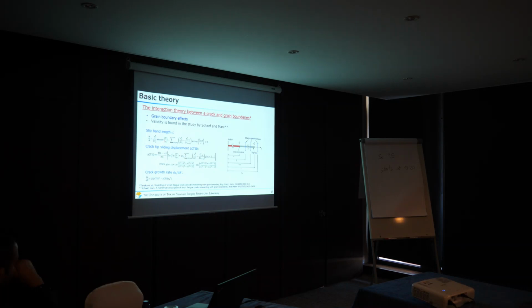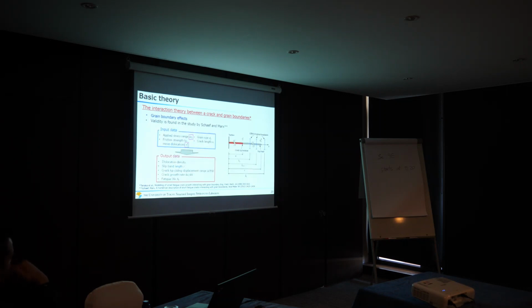The delta CTSD means the crack tip sliding displacement range, which can be calculated by using this formula. And in this theory, the input data includes the applied stress range, the grain size, the friction strength to move dislocation, and the crack length. And we can get many output data, including fatigue life.